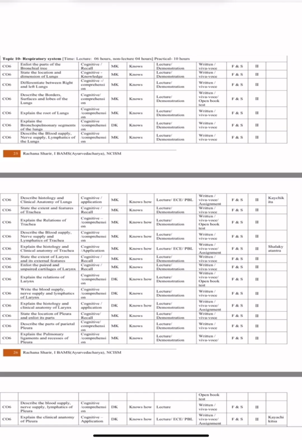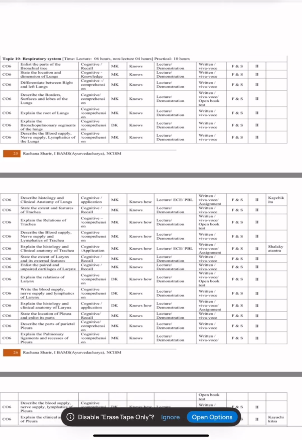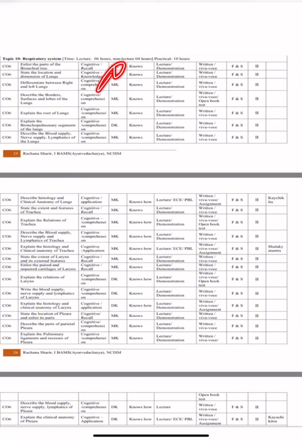First, according to the NCSM syllabus, there is a question in the respiratory system: enlist the parts of the bronchial tree. It is a very easy question, because you can simply list the parts of the respiratory system and you will get marks, but I feel it is not that important a question. I don't want to waste your time because you don't have much time, so I am going to go a little bit faster.